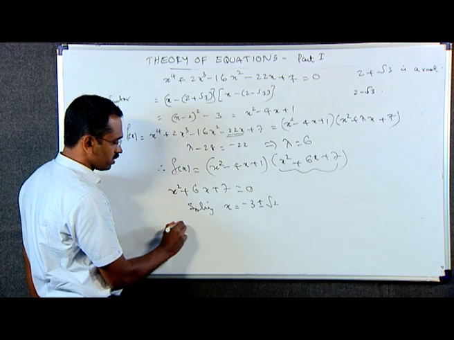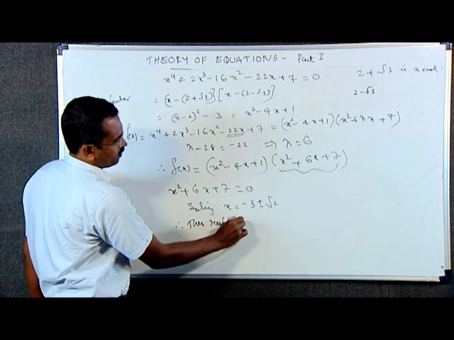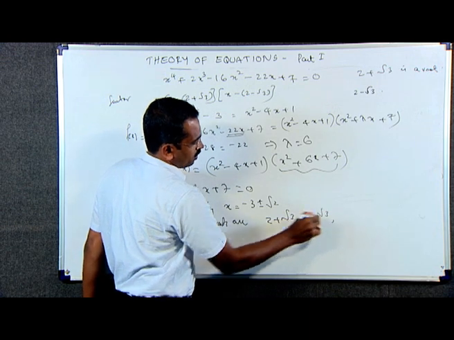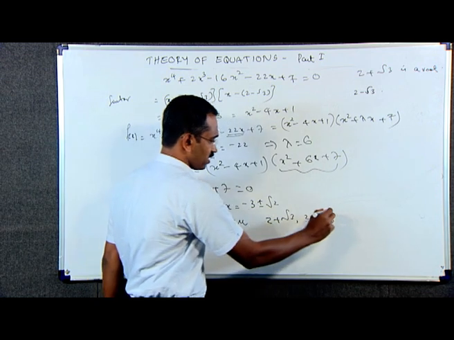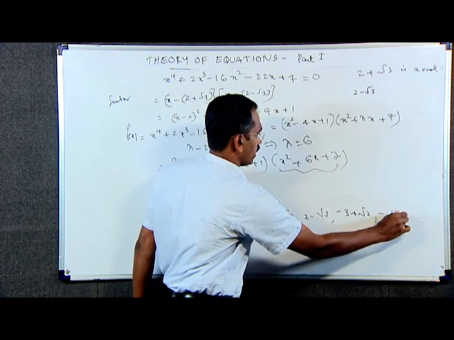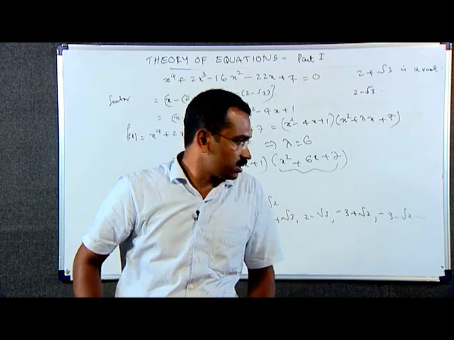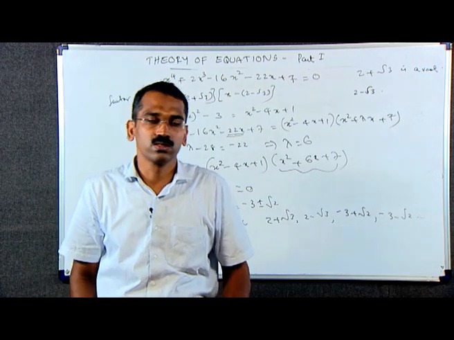Therefore, the roots are given by 2 plus root 3, obviously 2 minus root 3, and from solving this equation, we will get the remaining two roots as minus 3 plus root 2 and minus 3 minus root 2. These are the 4 roots of the given equation.